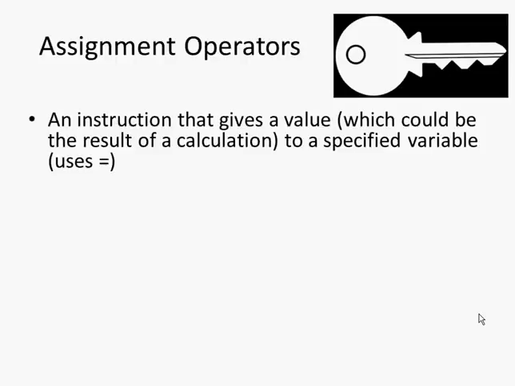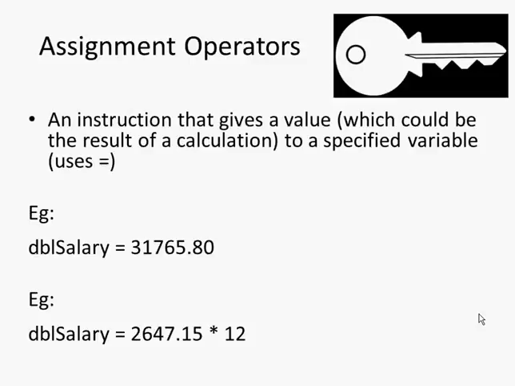For an example, an assignment operator is an instruction that gives a value, which could be the result of a calculation, to a specified variable, and does it using the equal sign. So an assignment operator changes the value of a variable. Here's an example. Variable's called DBL salary and we're setting it to a numeric value. But assignment could also take the form of this example, where DBL salary is actually being made equal to a result of a calculation. Both examples are assignment, and that's pretty straightforward.